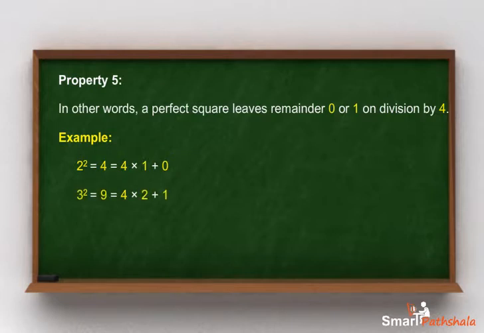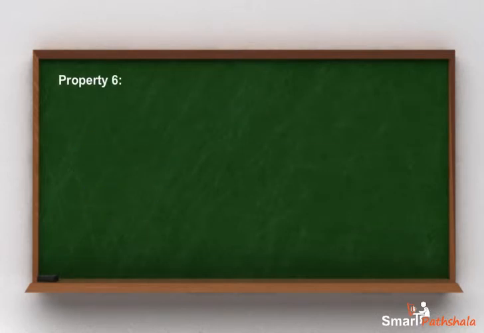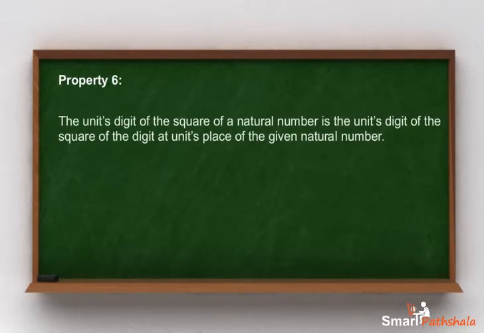3 square is equal to 9 is equal to 4 into 2 plus 1. 4 square is equal to 16 is equal to 4 into 4 plus 0. 5 square is equal to 25 is equal to 4 into 6 plus 1. Property 6. The units digit of the square of a natural number is the units digit of the square of the digit at units place of the given natural number.